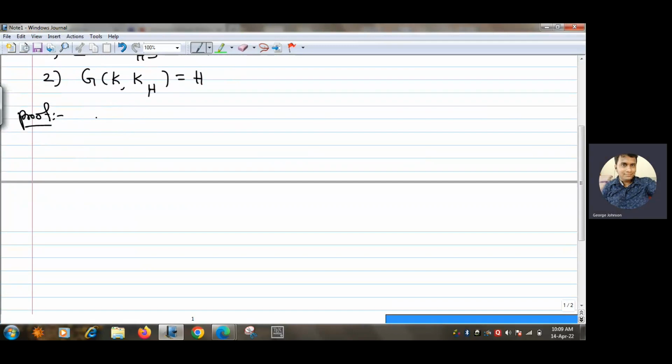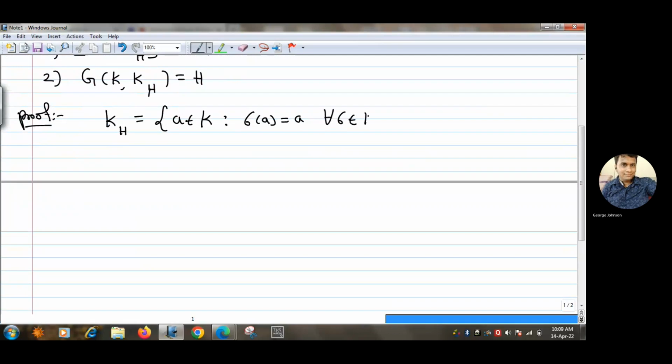Now what is K_H? K_H is defined like this. It is nothing but the collection of all those elements of K which are fixed by every element of H. That is what K_H, the fixed field of H, is. Then by the definition of K_H, it is clear that H is a subset of G(K,K_H).